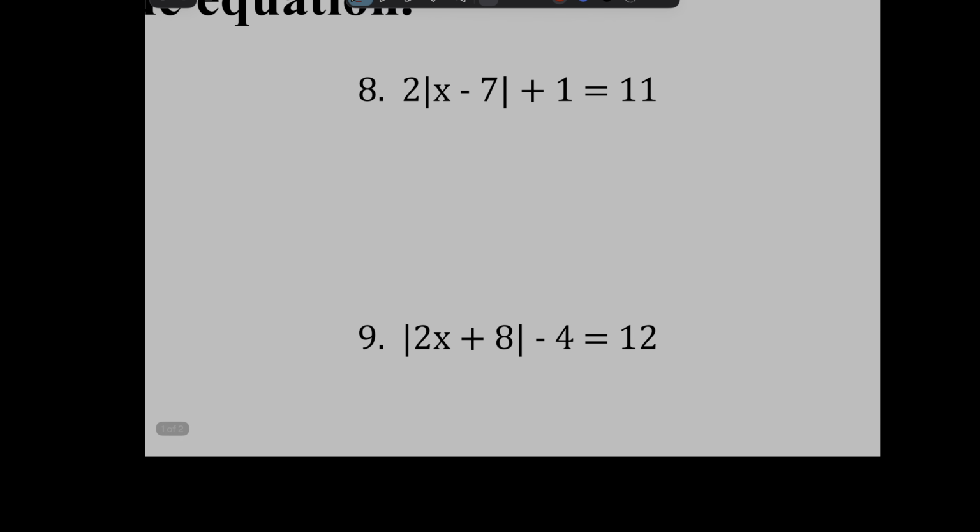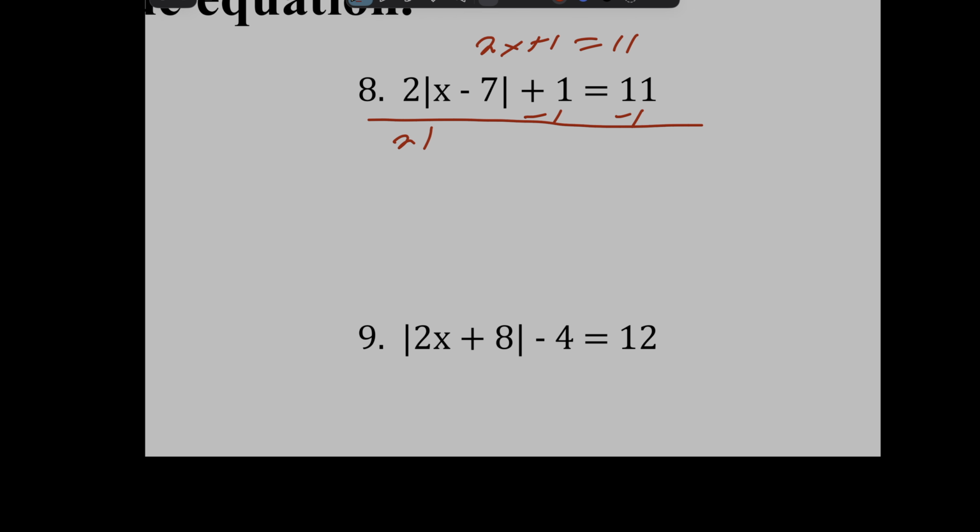Now, this one has a lot. So I've got the 2 in front and I've got the plus 1. Well, what if I had 2x plus 1 equals 11? What would be your first step? You would do the minus 1 because you're trying to get the x by itself, right? Okay, well, let's do that. Let's subtract 1 from both sides.